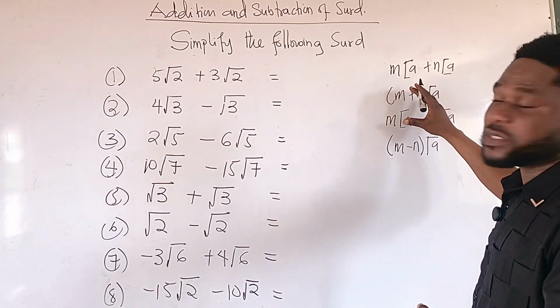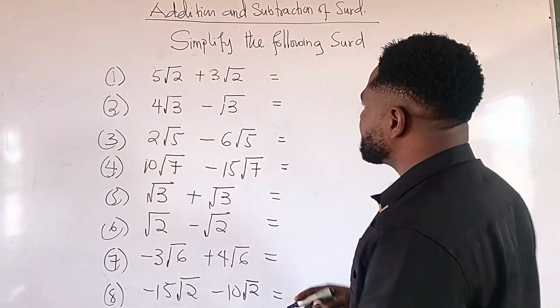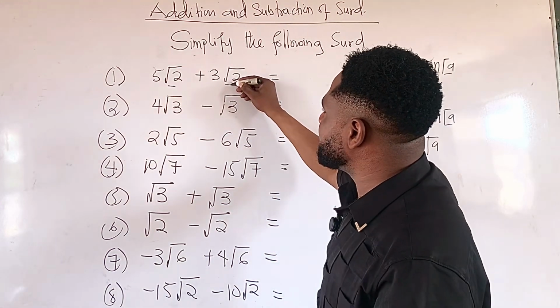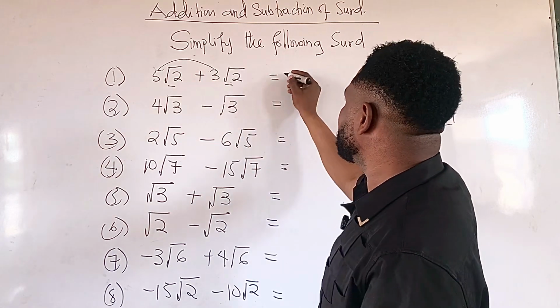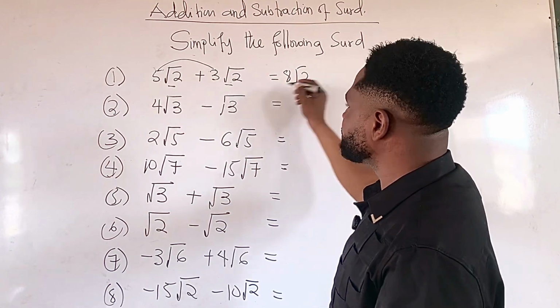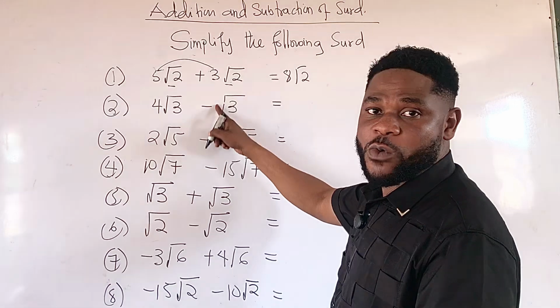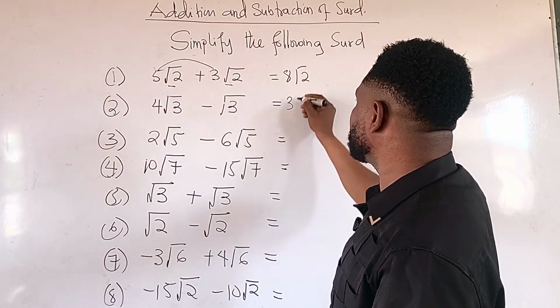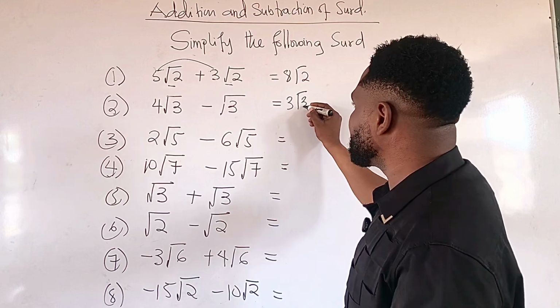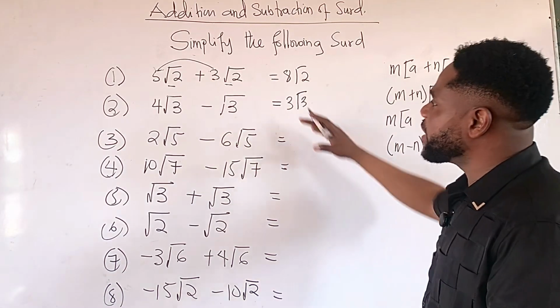Let's see how we can use this concept to simplify this. Now, since the roots are the same, we can easily add these surds by saying 5 plus 3, which will give us 8 root 2. Now, there is an invisible 1 here, so we can say 4 minus 1, which will give us 3. Then we can bring our root 3. So this is how we can simplify this surd.